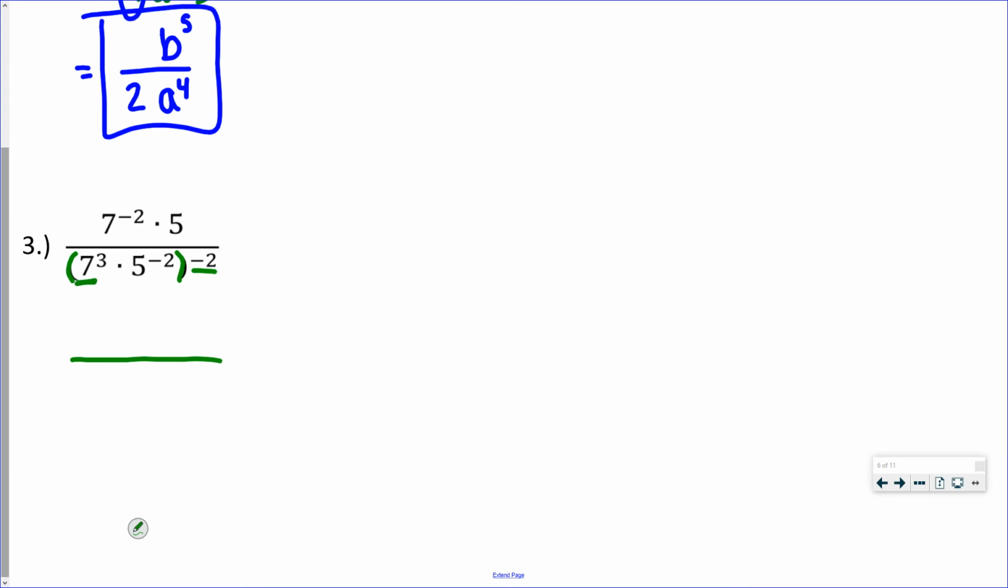So 7 cubed to the power of negative 2 would be 7 to the negative 6. You'd multiply those. 5 to the negative second times negative 2 would be 5 to the positive fourth. So this time I didn't flip my fraction right away. You could have. You can do it that way if you want to, but here's where I'm at.